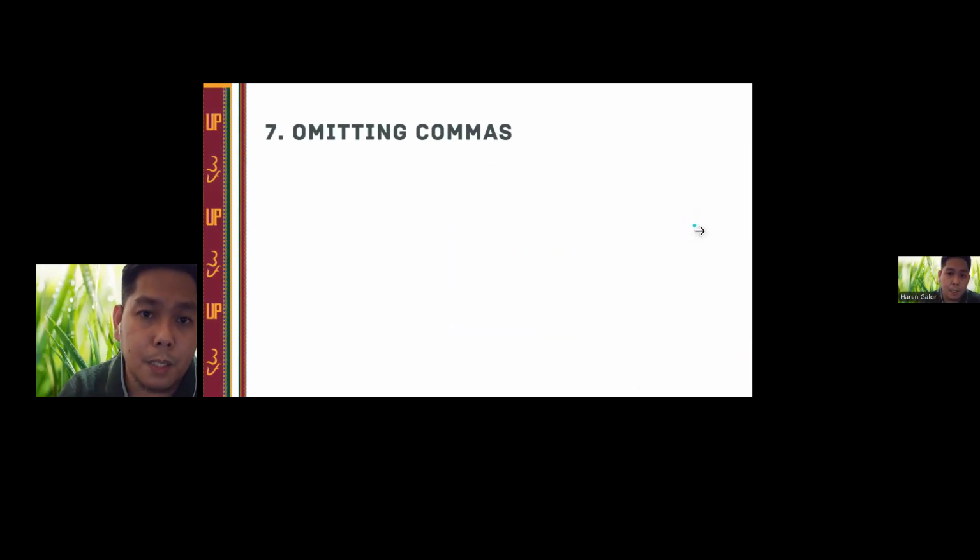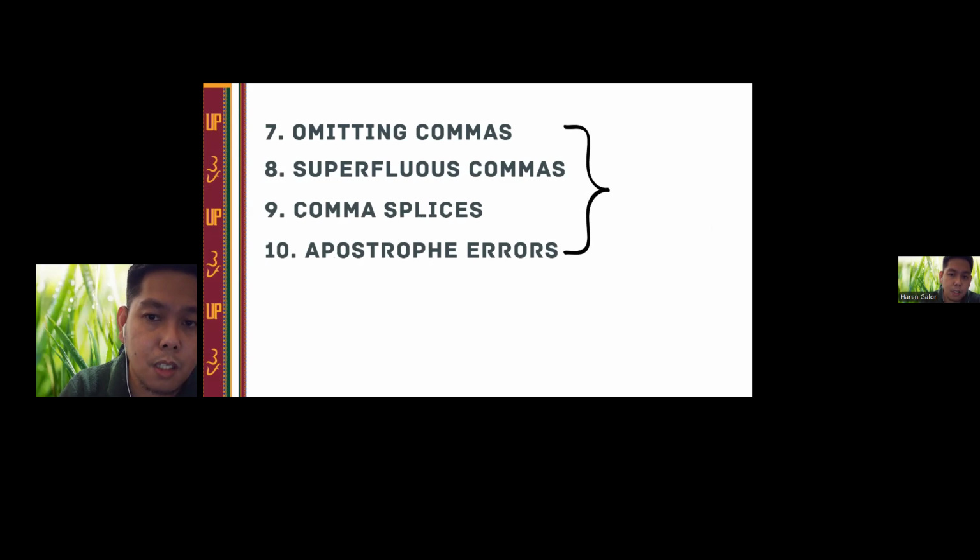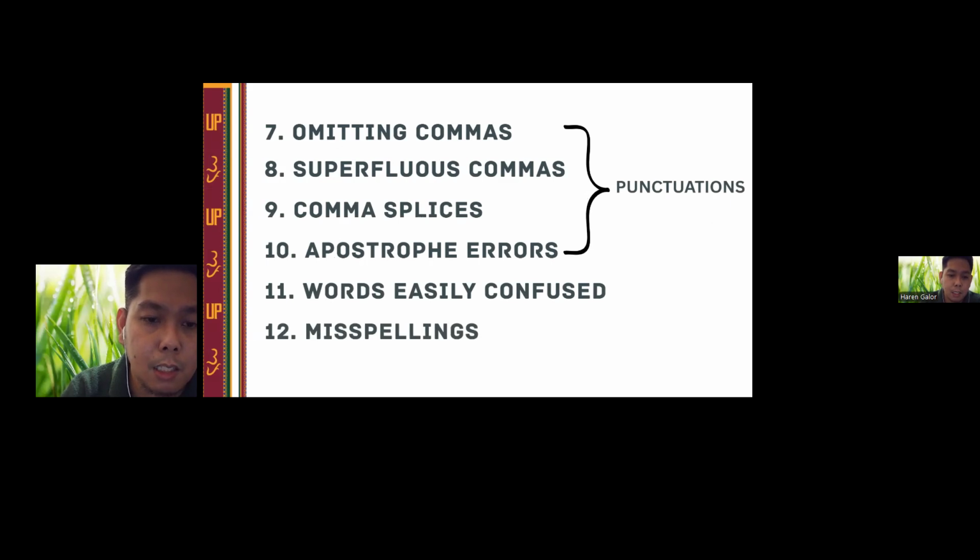First, we have omitting commas. Then we have superfluous commas, comma splices, and apostrophe errors. These four are actually errors in punctuations. Then we have words easily confused. And lastly, we will discuss misspellings. Along this brief discussion, we will also tackle basic grammar concepts just for a refresher.